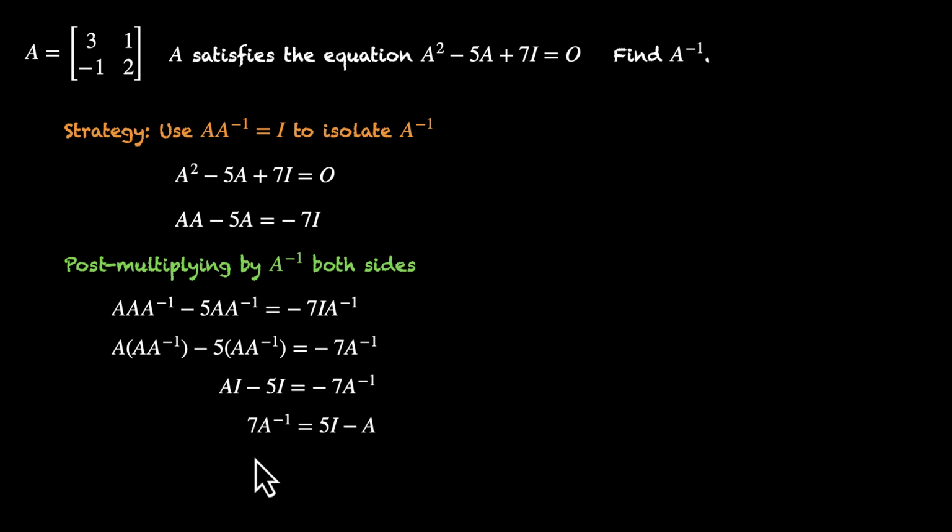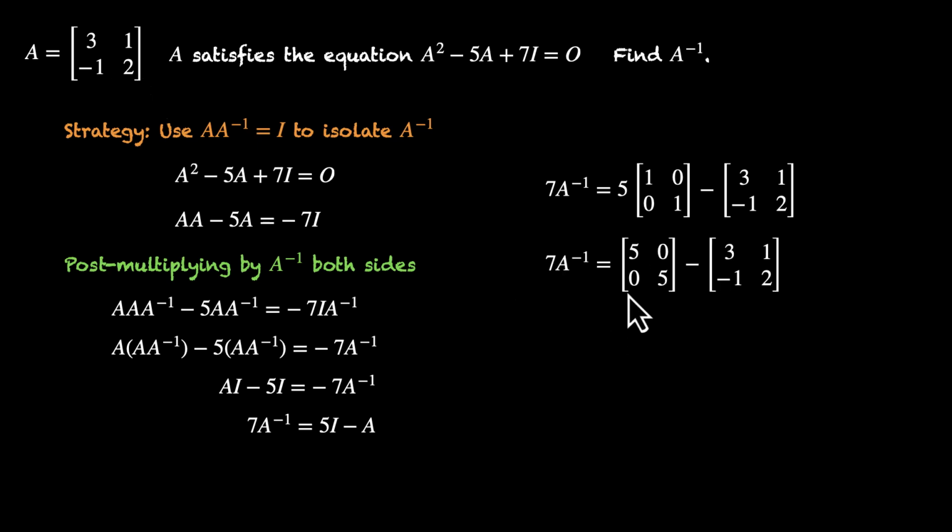So 7 times A inverse equals 5I minus A. We can plug in the values of A and I to figure out A inverse. This is 5 times [1, 0, 0, 1] minus [3, 1, -1, 2]. This becomes [5, 0, 0, 5] minus [3, 1, -1, 2]. This is 5 minus 3, 2, 0 minus 1, -1, 0 minus -1, that's 1, and 5 minus 2, that's going to be 3.